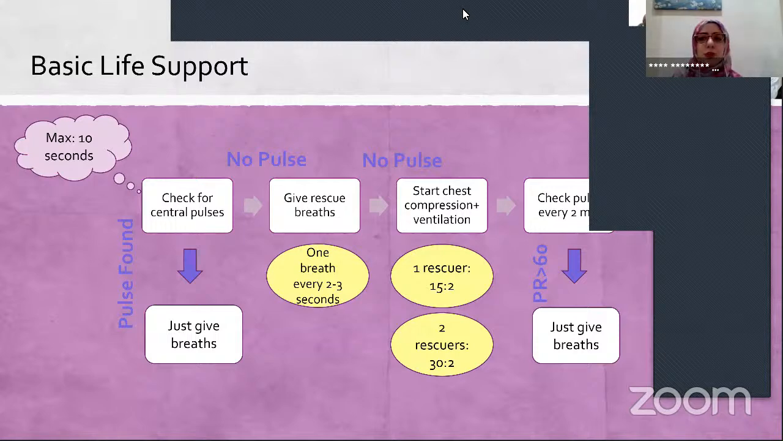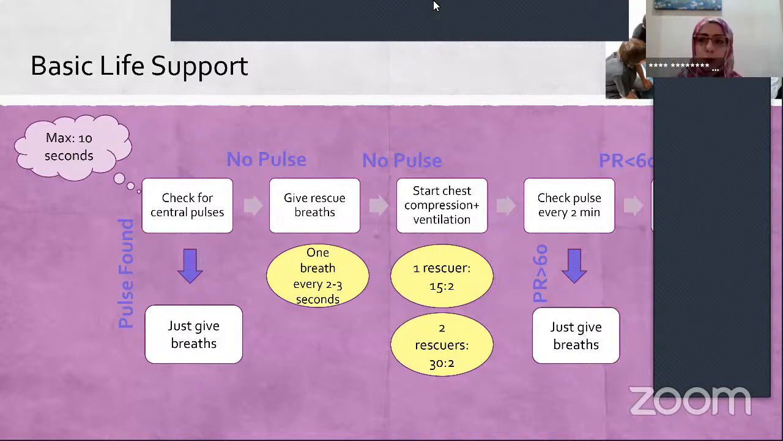The pulses that we should check for the less than 1 year old, somebody has answered. Carotid is not adequate. Brachial is good, I think. This is right. You know why we should not check the carotid pulse in the less than 1 year old? Because it's hard to find. The neck of the infant is very fatty. So we will check for brachial or femoral artery. But for a more than 1 year old, we can check for carotid too. Okay. So you check for central pulses. You have only 10 seconds to do this. For more than 10 seconds, you will just lose the time, okay?